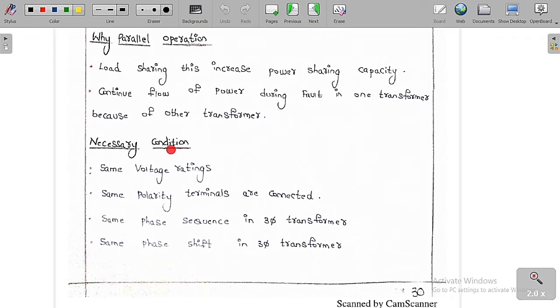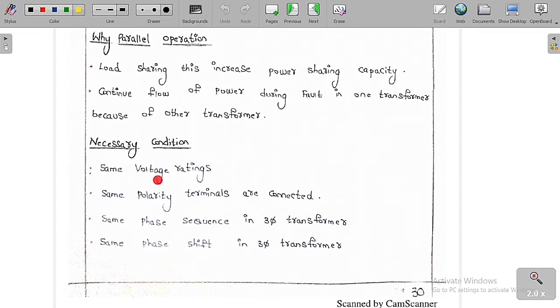So what are the necessary conditions that you should always check before doing the parallel connection of transformers? You should always check some conditions. If these conditions are satisfied, then only you should operate the transformers in parallel. Otherwise, you don't have to operate the transformers in parallel. These are called the compulsory conditions, and they should be satisfied before you connect the load for this parallel operation of transformers.